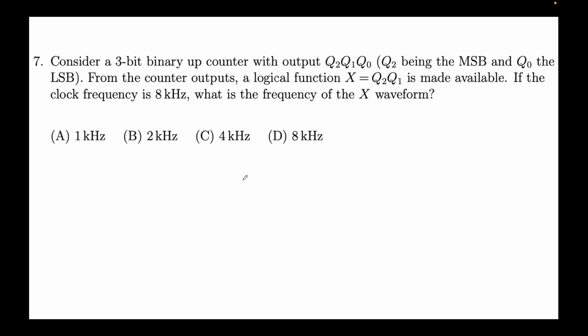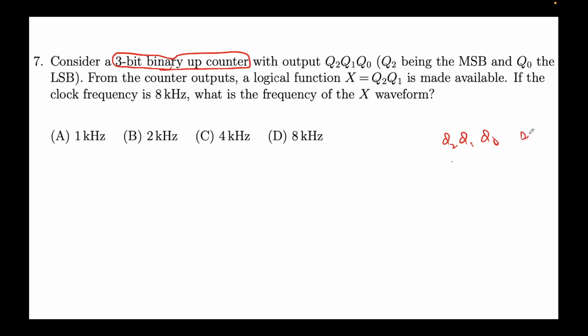So in this problem it says consider a 3-bit binary up counter. We have seen this already, right? 3-bit means you have 3 outputs, Q2, Q1, Q0. Q2 is the MSB, hence we put Q2 first. And it's a 3-bit binary up counter. This means the first value will simply be the up count.